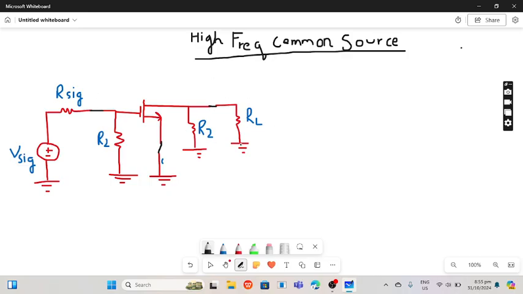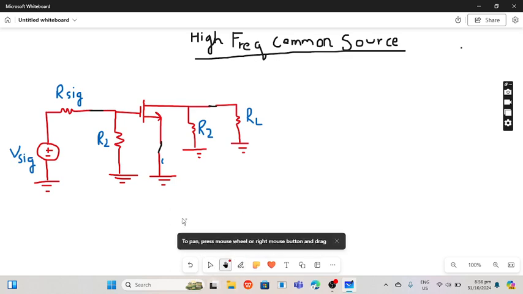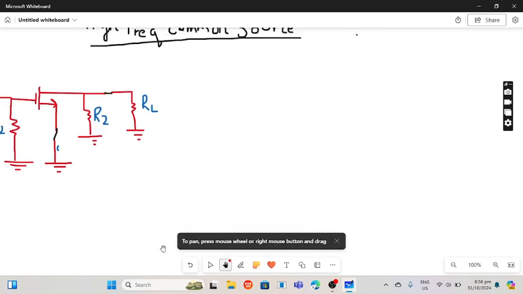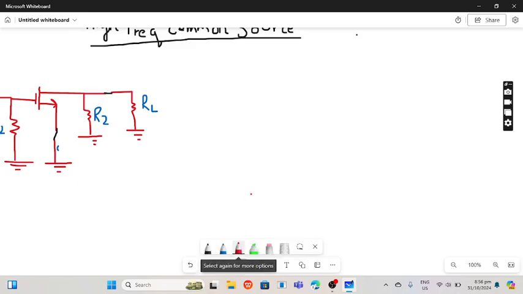So now we will draw its small signal model. To draw a small signal model, we will use the pi model configuration. You can see that it is V6 here.